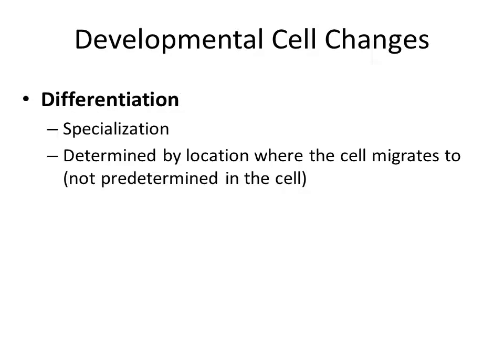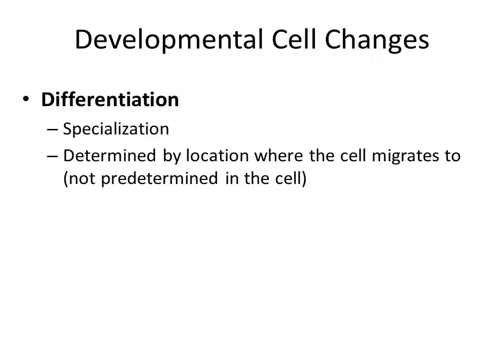The neural cells then differentiate or specialize. This appears to be determined not by a predetermination within the cell, but instead by the location where the cell ends up migrating to. For instance, in some studies in animals, they've taken some neural cells that were migrating into one area and they've moved them to another area. And their specialization became correct for the new area. It was not based on the area that they were originally heading to.